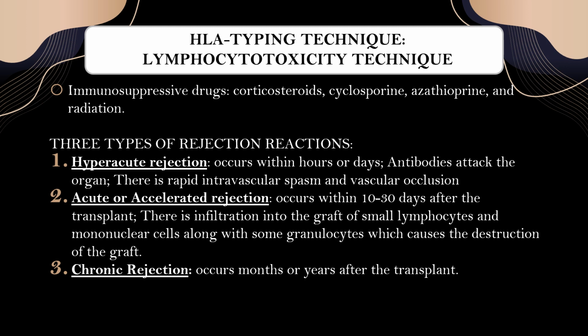And lastly, number three, we have chronic rejection. Unlike the first two, chronic rejection takes a longer time frame of occurrence, which normally takes months to years after the transplant. Chronic rejection, class, is due to cellular immune response, antibody attack, or maybe a combination of both.